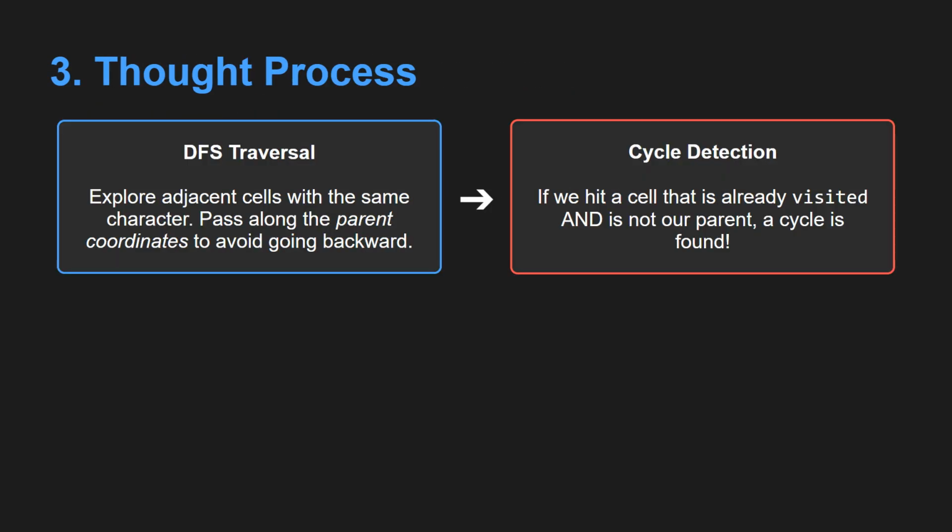For our thought process, we can view the grid as a graph where each cell connects to its neighbors of the same character. We can use depth-first search to detect cycles. As we explore the grid, we mark each cell as visited and keep track of its parent cell, which is the cell we just came from. If we encounter a cell that has already been visited, and it is not the parent cell, it means we have found a cycle. We will repeat this search from every unvisited cell.